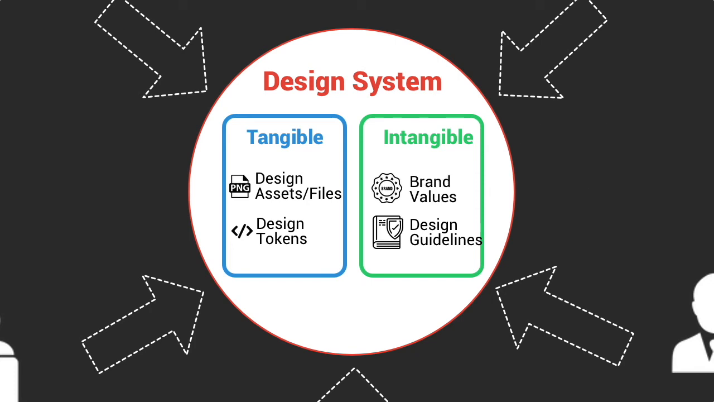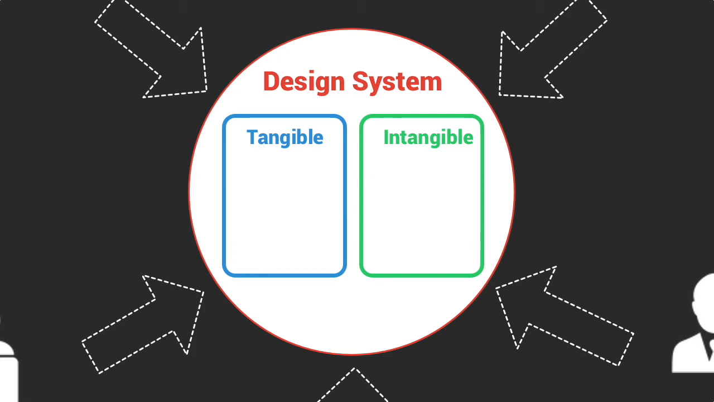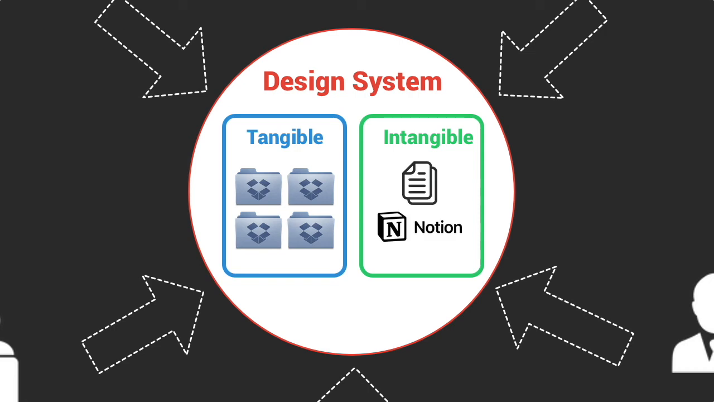Now that we know what a design system is composed of, you'll ask me, how is it concretely set up? And this is where it starts to be a little bit more blurry. There is not one way to build a design system, but many. Some companies have very light design systems, which simply consist of shared Dropbox folders to host the design files, and a Notion page that lists their brand values and philosophy.